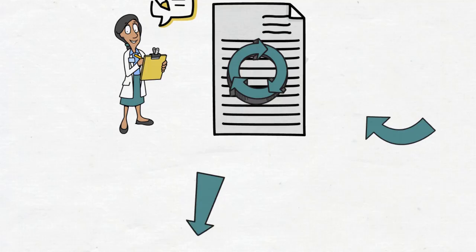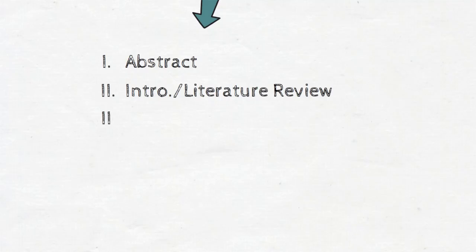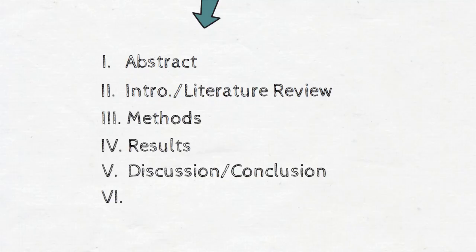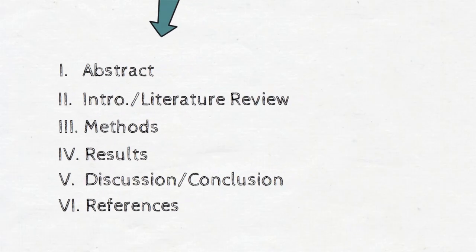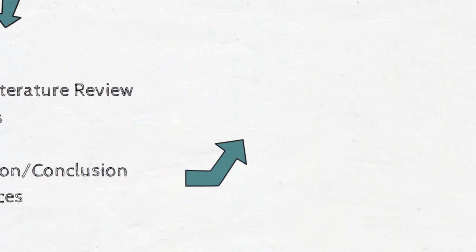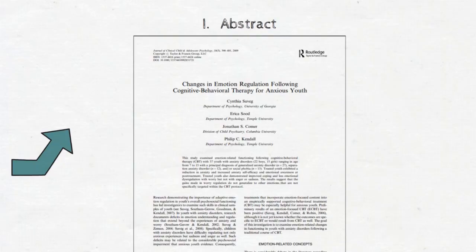You can spot research articles by their standard headings, which include the abstract, introduction and literature review, methods, results, discussion or conclusion, and references. The abstract is a brief summary of the article and its findings. You can usually find it near the top of the first page of the article.